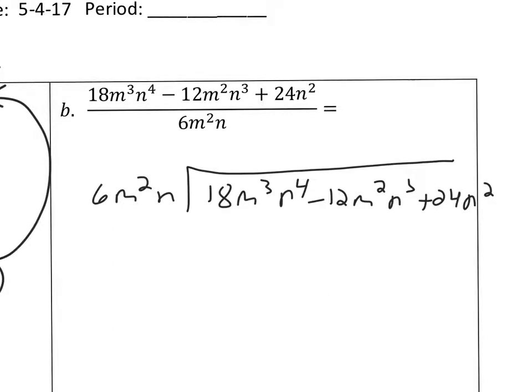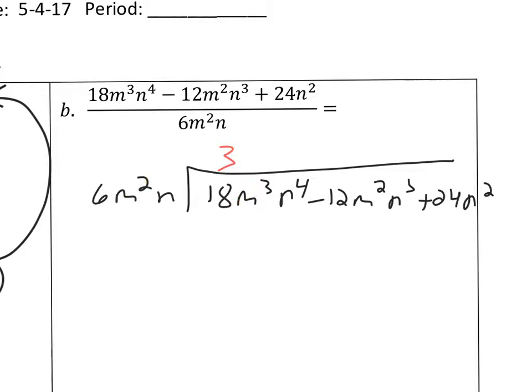Okay? Alright, so just start with that first term. How can we make 6 into 18? Well, we can multiply it by 3. So let's put a 3 first. And then, how can we make m squared into m to the third power? Well, we have 2 out here.